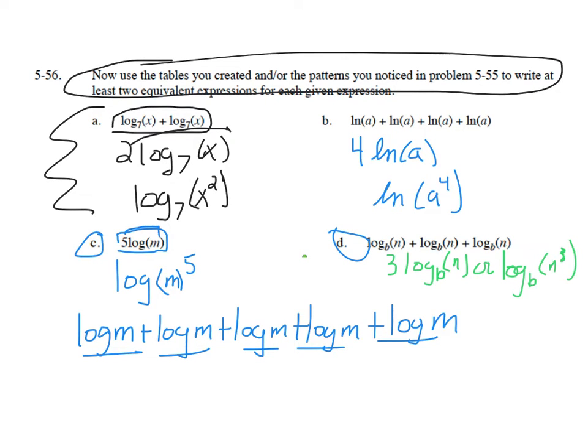You can take a look at part D. Now for B, remember this is ln. This is your natural logarithm, and it's just another way to write log base e. That's equivalent to ln of some number. So we have the ln of a plus the ln of a plus ln of a plus the ln of a. That gives us 4 times the ln of a. Pull that 4 up as an exponent, and you have the ln of a to the 4th.